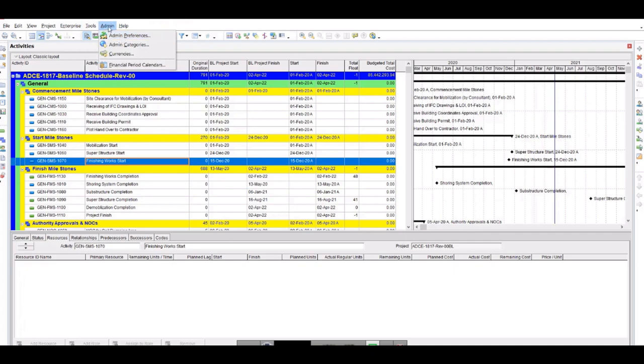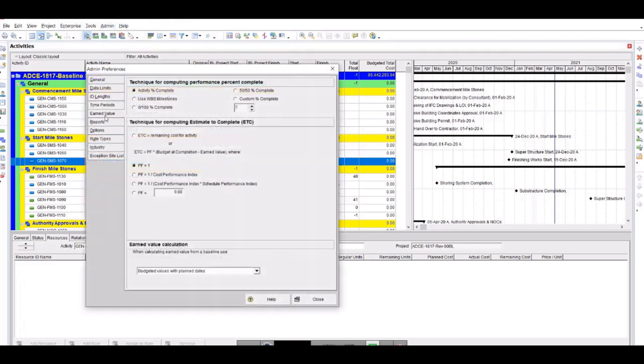What is the formula? Basically we need to go into admin preferences, and through the earned value tab we can see here the technique for computing performance percent complete. There are several options we can consider, but usually we use this one, and this is the case we use in our earned value analysis during the projects. So we will be using this as well.